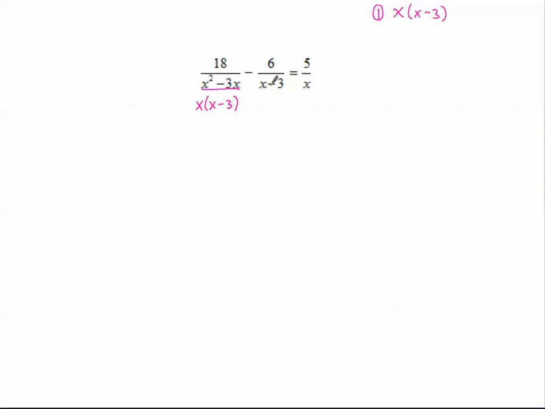I move on to the next term. I have an x minus 3 to the first. Well, I already have an x minus 3, so I'm good. I move on to the next one. I have an x, and I already have an x, so I'm good. So this is my LCD.